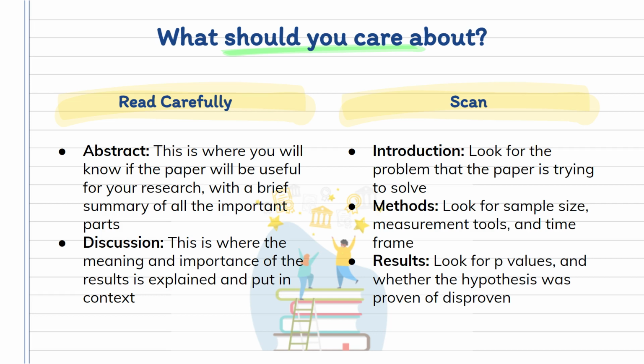Lastly, you have the results, where you're going to be looking for p-values, which is just a mathematical certainty that the researchers have in the results. A low p-value means that they're very certain. And then, whether or not the hypothesis was proven or disproven.